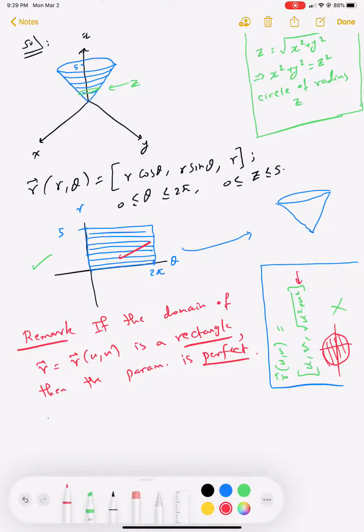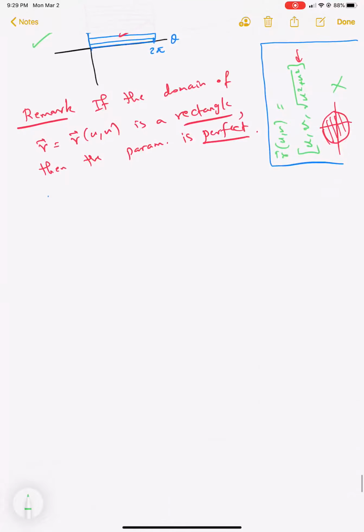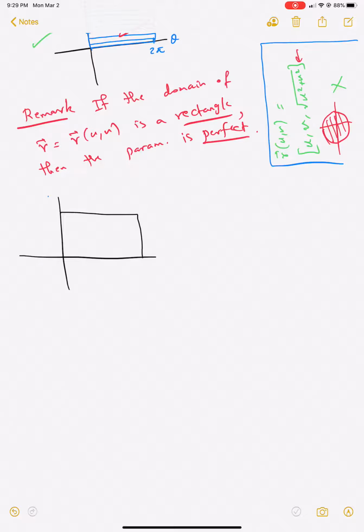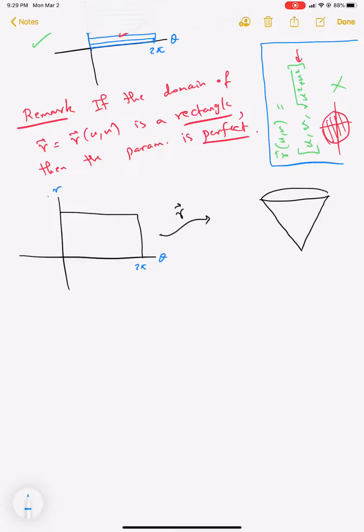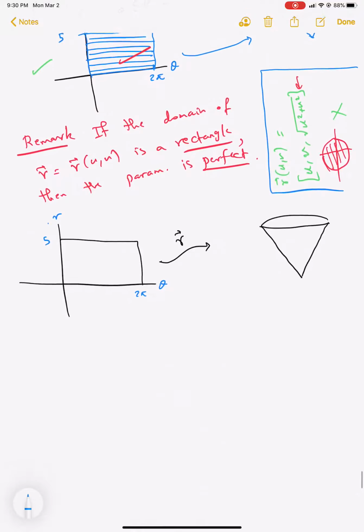Then, just to make things complete, I want to discuss this rectangle. How does my parameterization take this rectangle into this cone? I want to see how this parameterization works. So again, as before, this is theta, this is r, this is from 0 to 2 pi, and this is from 0 to 5.